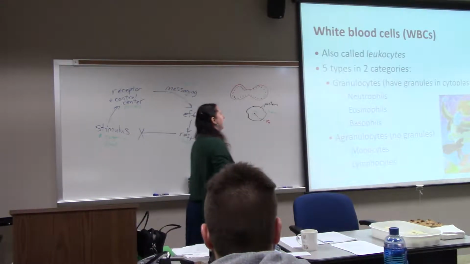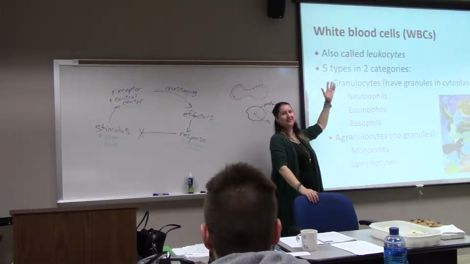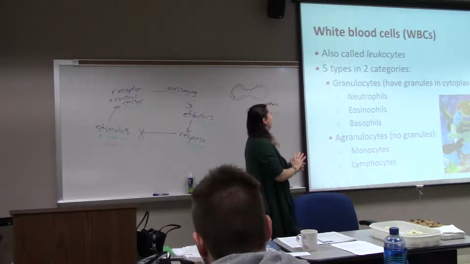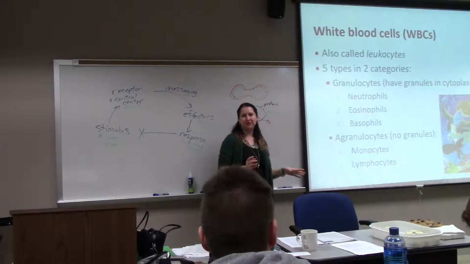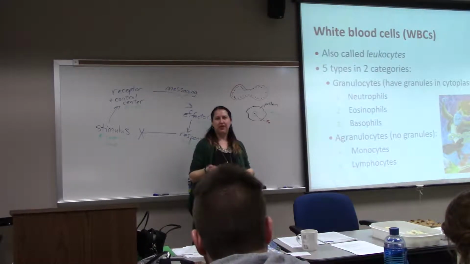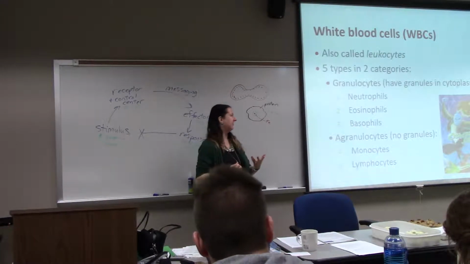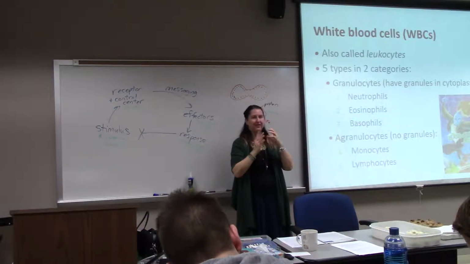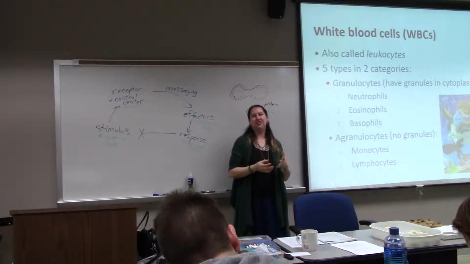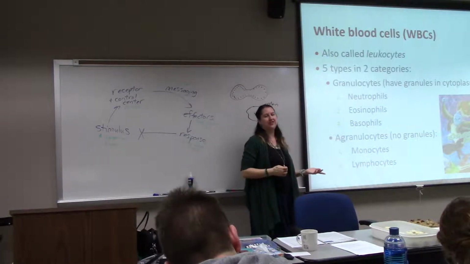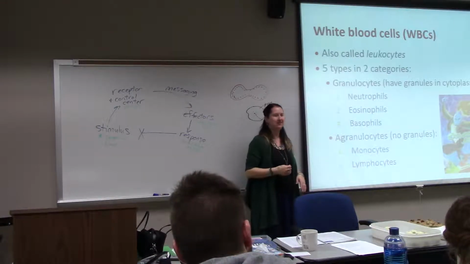blood cells, also known as leukocytes. Guess what leuko means? White. There are 5 types of white blood cells that are divided into 2 categories, granulocytes and agranulocytes. Granules are clusters of stuff in their cytoplasm that you can usually see on the microscope as little specks. So granulocytes have them, agranulocytes don't.